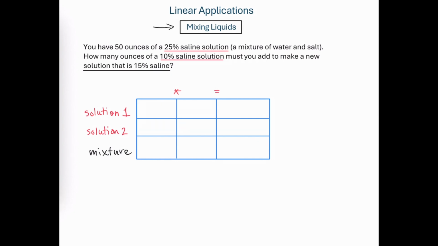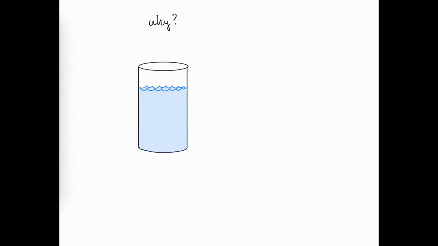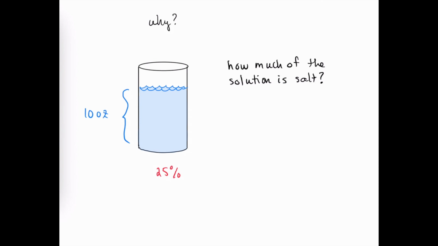When we're mixing liquids, those column headers are going to be percent times volume is equal to concentrate. So let's take a quick look as to why those are our column headers. Suppose we have a 25% saline solution, and the overall volume of the solution that we have is 10 ounces. How would we determine how much of the solution is salt and how much of it is water?